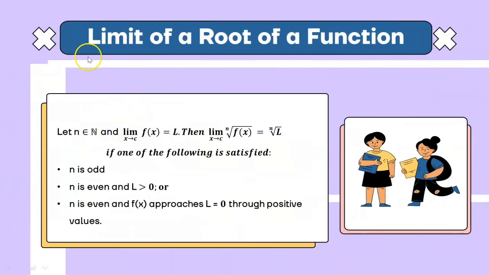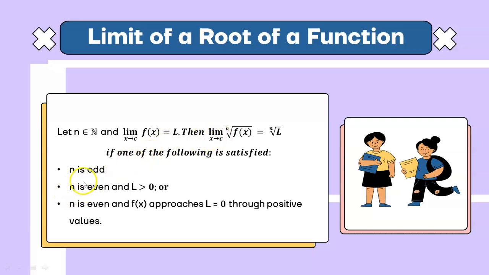Next, let's have the limit of a root of a function. Let n be an element of the natural numbers, and the limit of f of x as x approaches c is equal to L. Then the limit of the nth root of f of x as x approaches c is equal to the nth root of L. So here, the only thing that we have to consider is that you get the function f of x inside the radical symbol, take the limit of that, and after you get the limit, you just take the nth root of that limit.